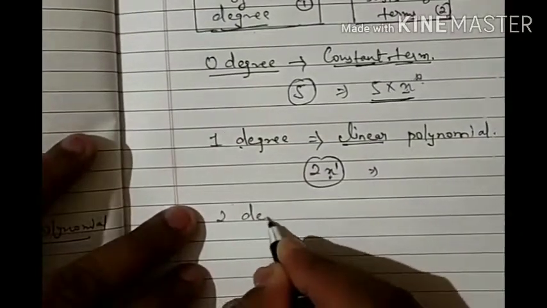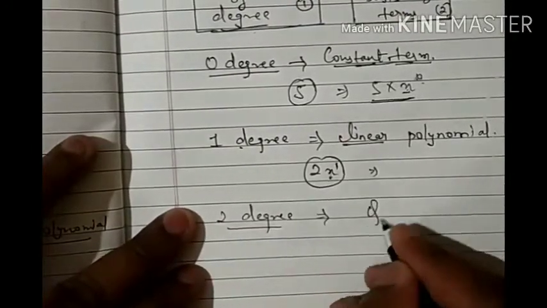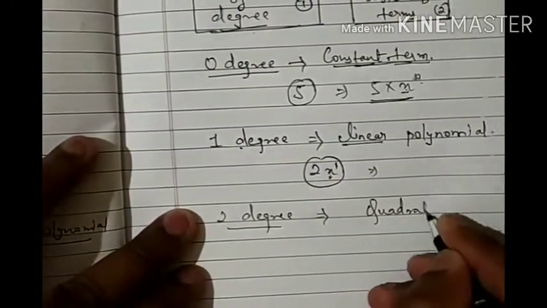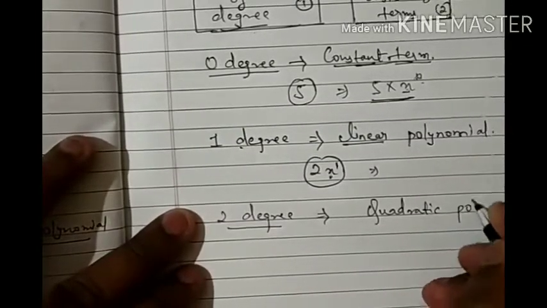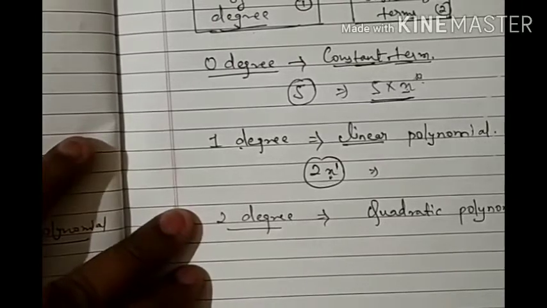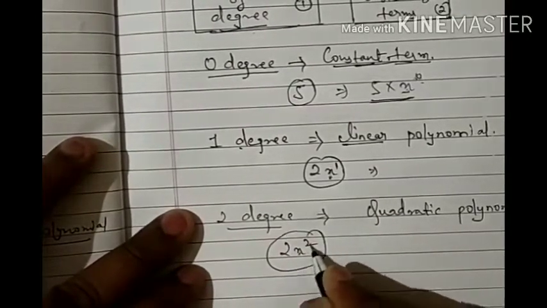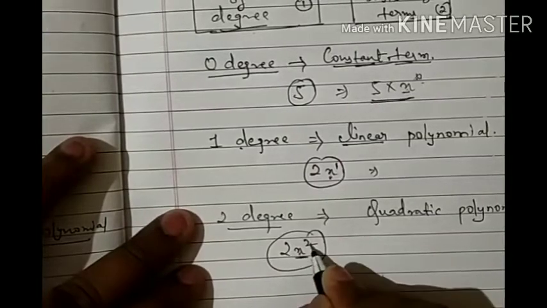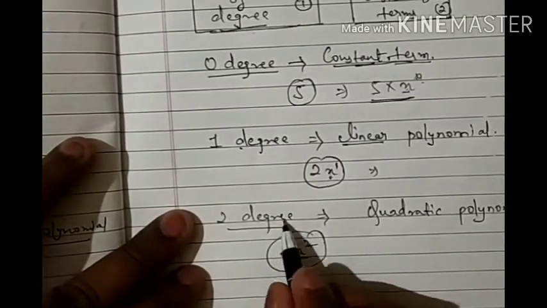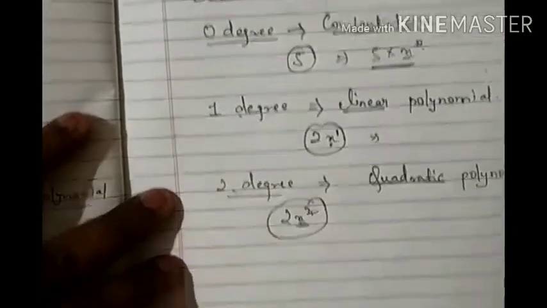If any expression is of 2 degree, what do we get? Quadratic polynomial. For example, 2x square. What is the highest power of x? The highest power of x is 2. If the degree is 2, we get a quadratic polynomial.